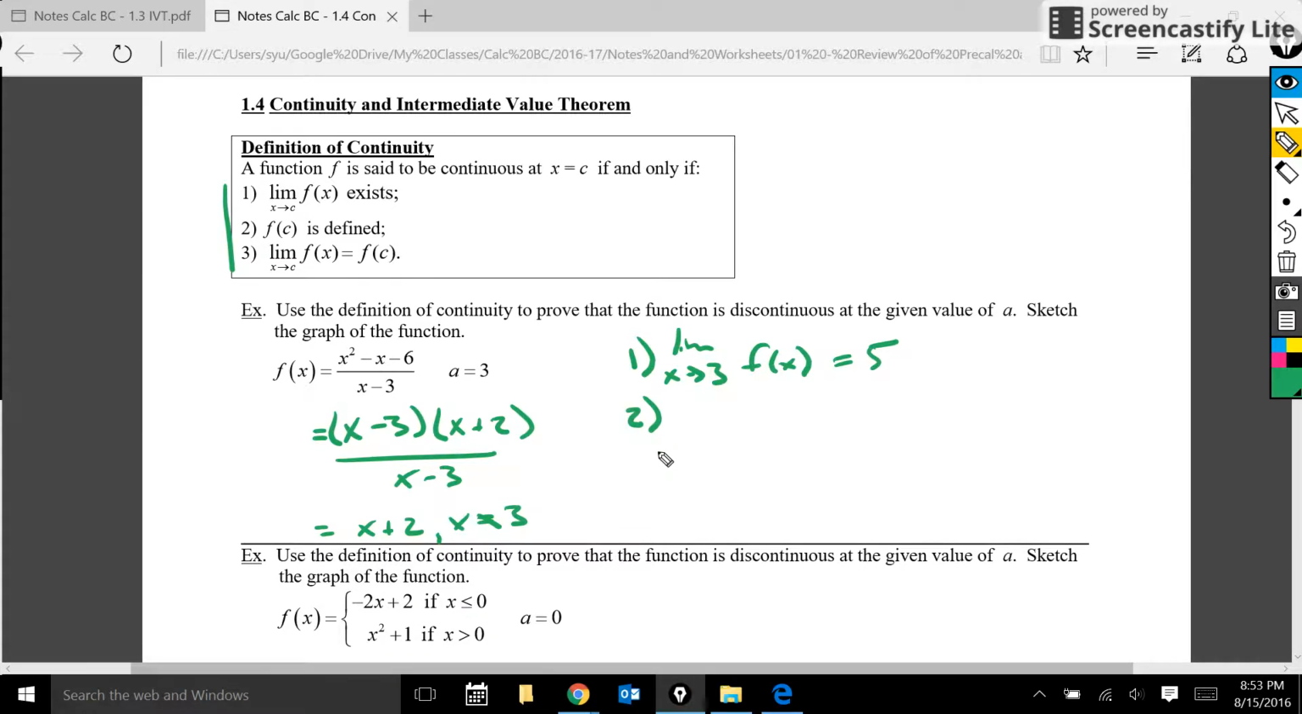Okay, let's check if the function is defined. Well, obviously it's not. If I take f of 3, I get 0 over 0, which is no bueno, undefined. Right, so therefore, f of x is discontinuous at x equals 3.